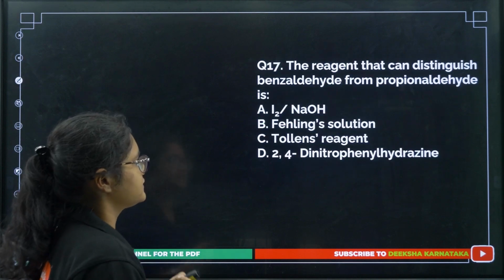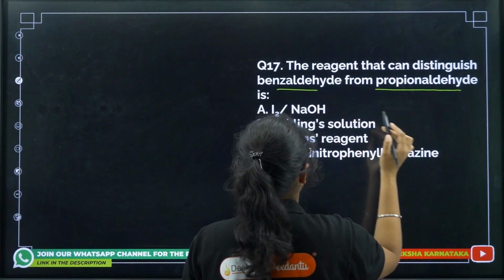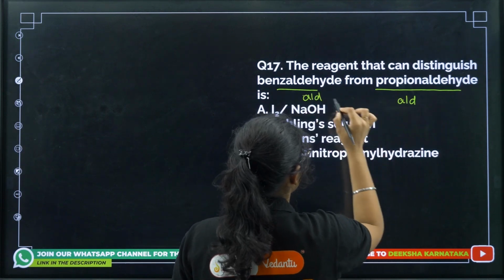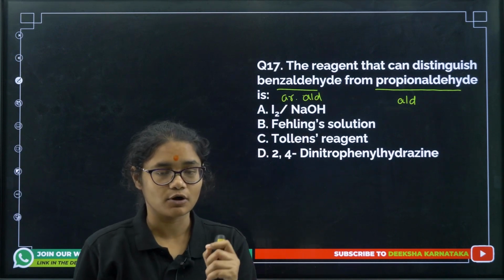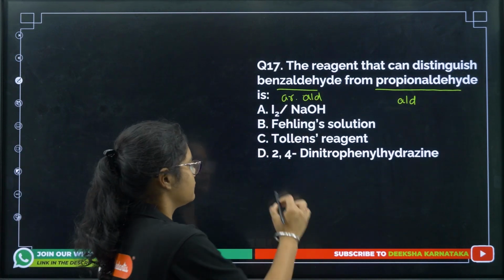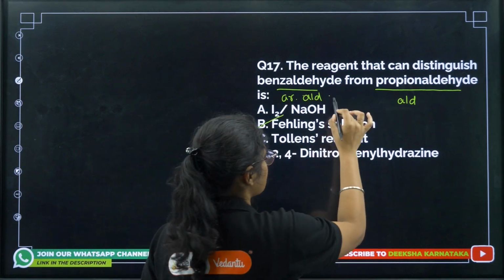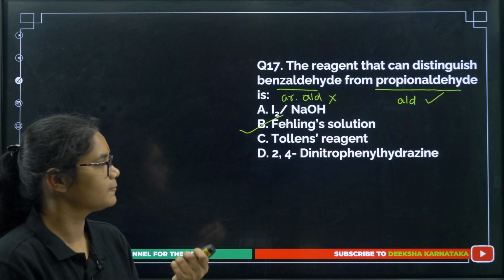Okay. Next, the reagent that can distinguish benzaldehyde and propionaldehyde. So this is an aldehyde, this is also an aldehyde, but this is an aromatic aldehyde, right? Fehling solution does not give a test for aromatic aldehyde, so we can use Fehling solution and distinguish between them. In that case, this one will show no reaction, this one will show reaction and will give you a red precipitate.